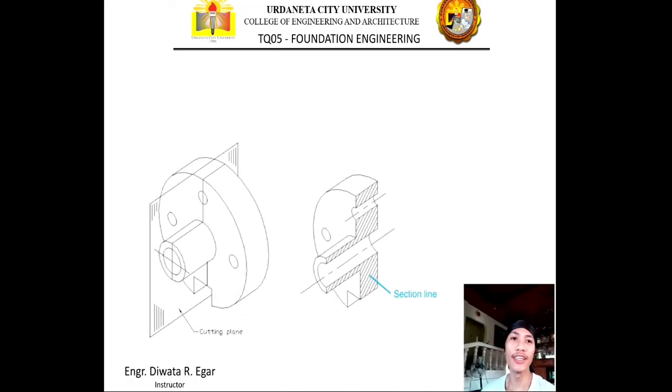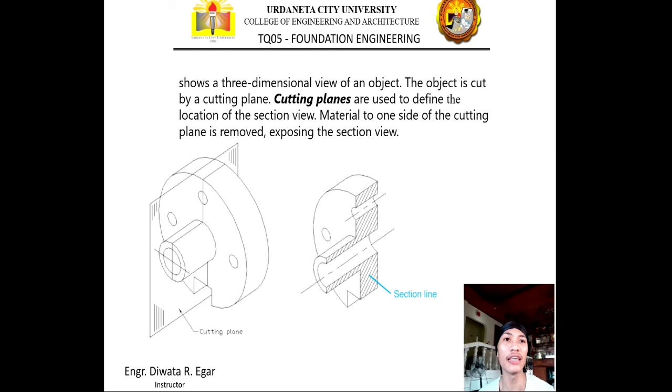Okay, so here's an example. This object shows a three-dimensional view. We could see a front, a top, and a side view. So we are talking about the section plane or section line. So how do we see the section line or the section of an object?